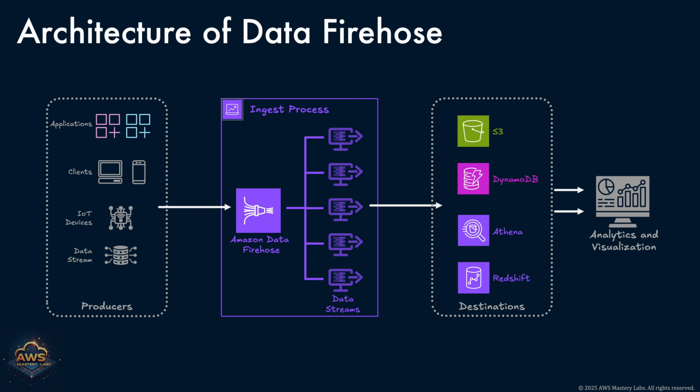Each of these endpoints enables downstream systems to query, visualize, and act on the data in near real time. Whether it's powering a dashboard, triggering alerts, or training a machine learning model, Firehose ensures that data moves from producers to consumers reliably, efficiently, and securely.